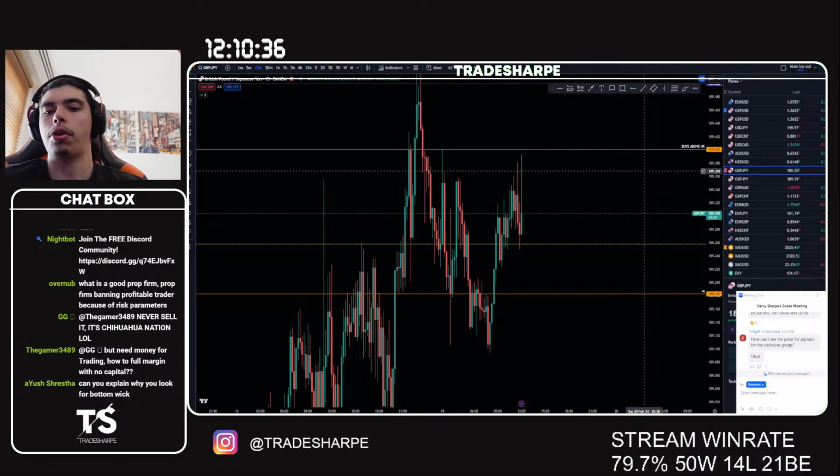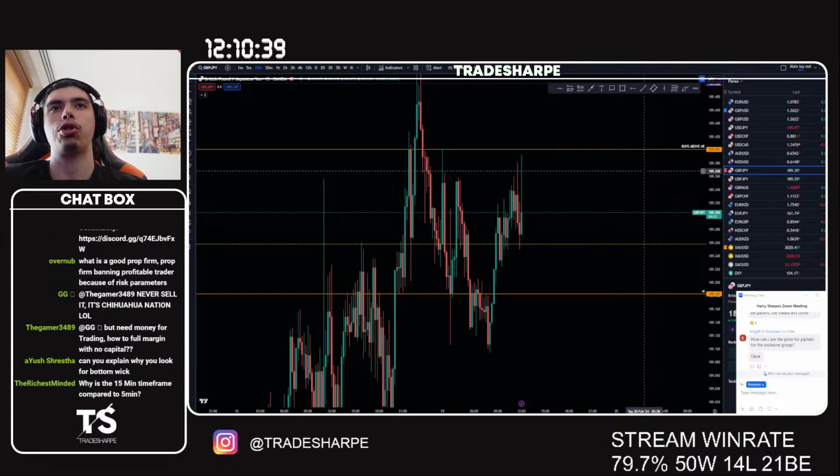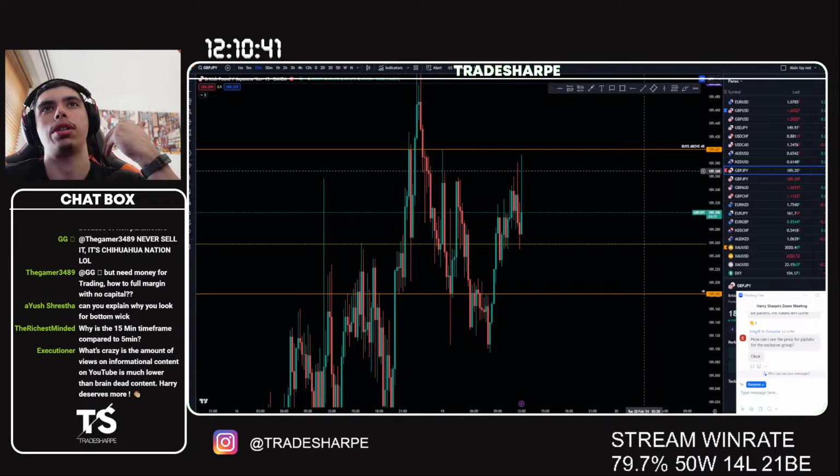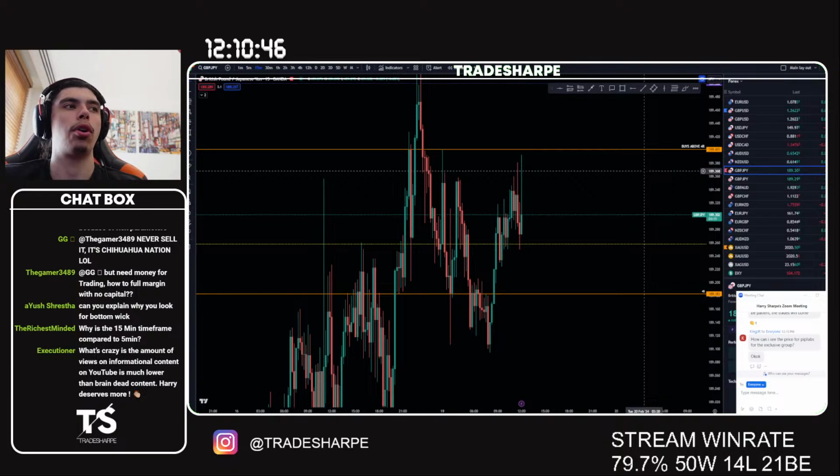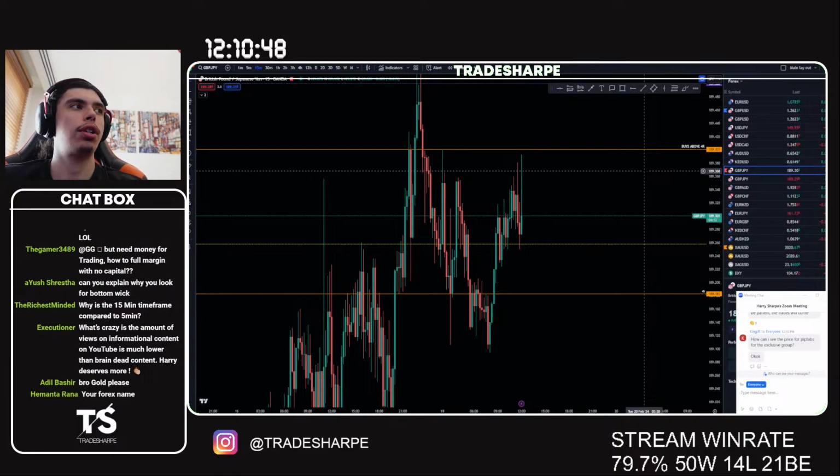Can you explain why you look for bottom and top wicks? It's as simple as that shows me that price has made its wick to reject to continue in the direction I want it to. As well as most candles have bottom and top wicks, so I don't want to be in a trade just to be caught out.